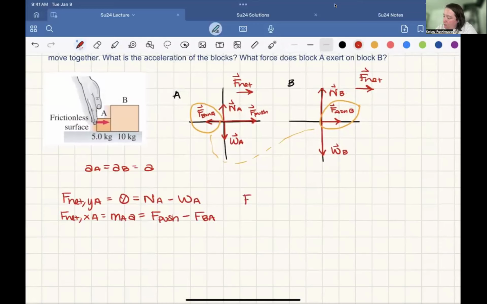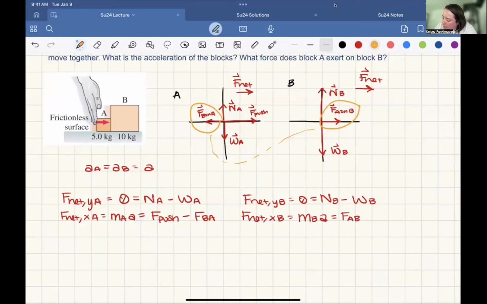Now we do the same thing for block B. So this also equals 0 in y. And then it's the same where it's the normal force minus the weight. And then F net x of B. This time we have mass, or well, we always had mass, but we have acceleration. So we have the ma term. And then the only horizontal force on block B is the force from A on B, and I'll just write it AB again.